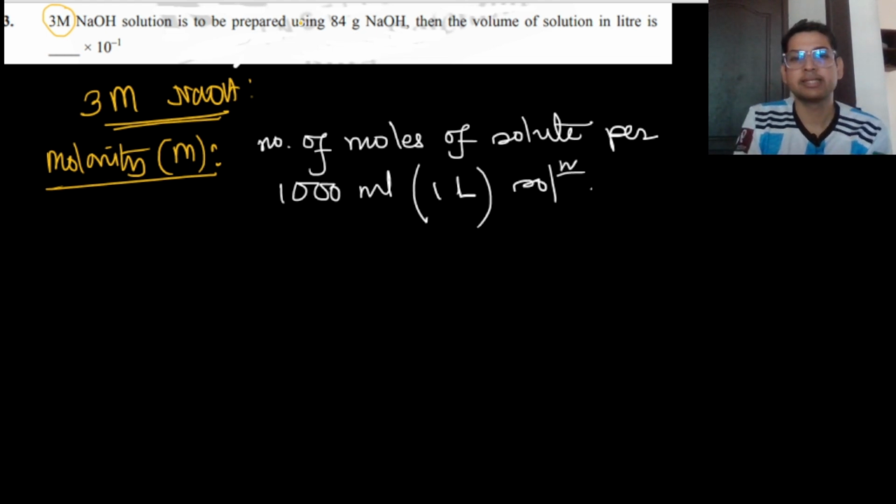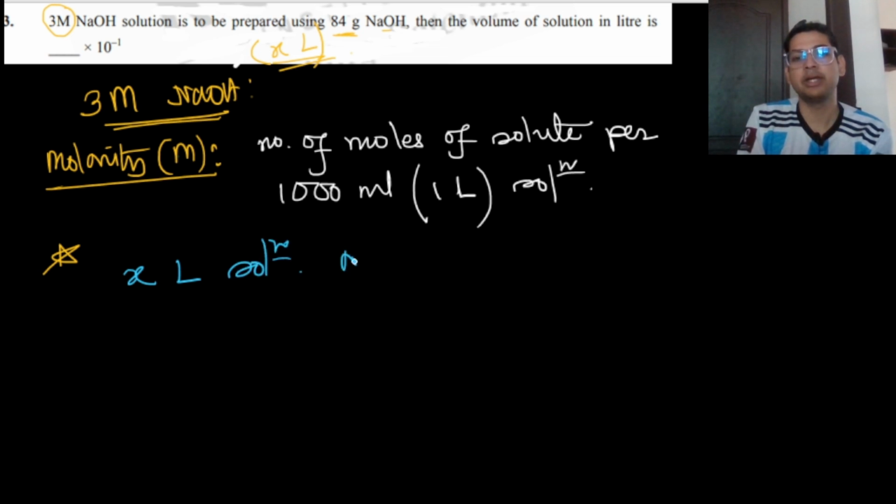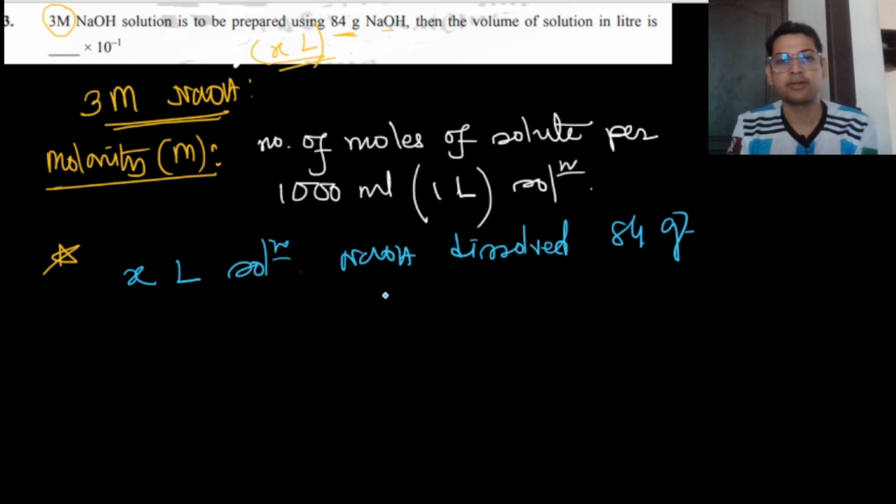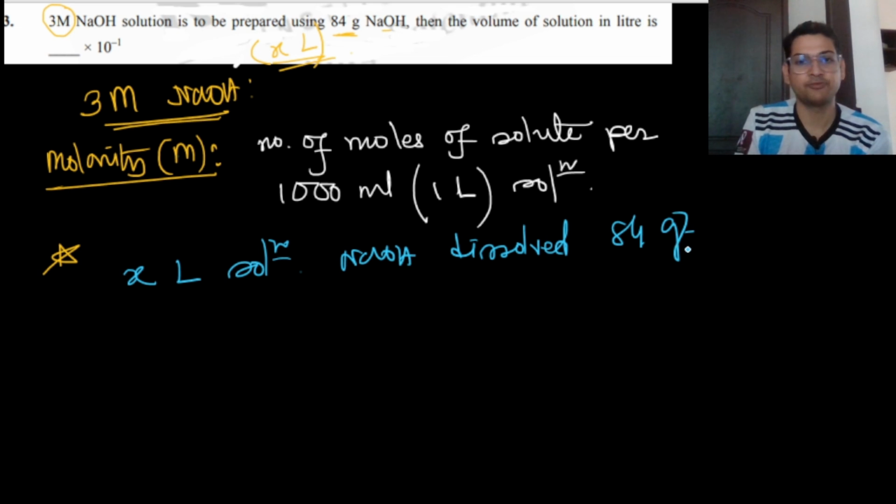So you see what is given: 84 gram is given in a solution. You take the solution volume as x liter. So can I write that in x liter solution, NaOH dissolved is 84 gram? Yes, sir, you can write.